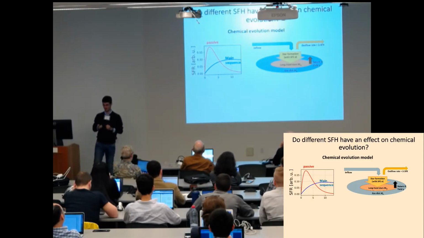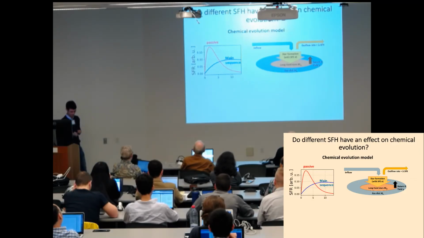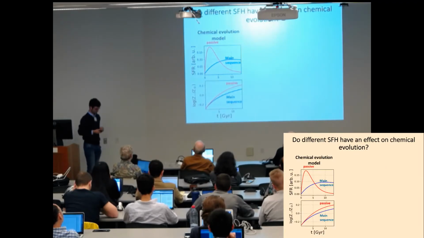Now I'm going to focus on stellar metallicity as opposed to the gas metallicity, and that's for a simple reason: we cannot measure gas metallicity in passive galaxies. There's to date no way of doing that with optical spectra. So let's look at stellar metallicity. And this is what happens. So inevitably, the passive galaxy has higher stellar metallicity today than the main sequence galaxy.